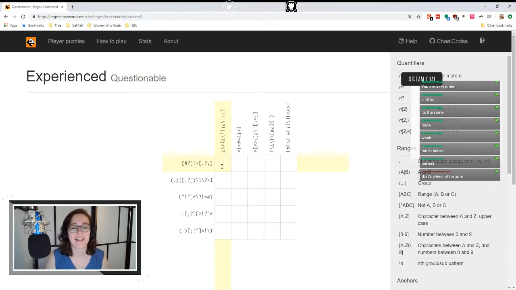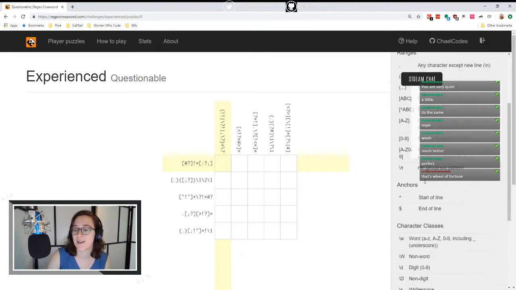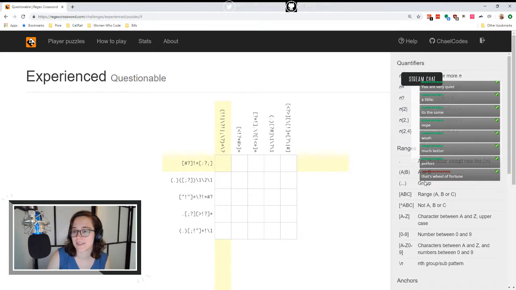All right. Let's start with our horizontal. Our horizontal is square brackets around a pound sign followed by a question mark. This question mark does not have a slash in front of it, which means that it is the question mark from the rule that means 0 or 1. So this first one is square brackets around a pound sign, and it could be 0 or 1 pound signs, I think. Oh no, wait.